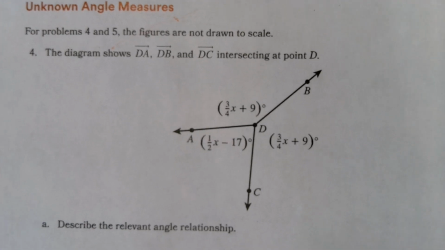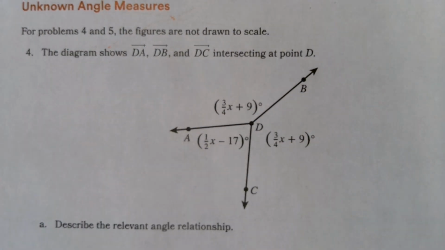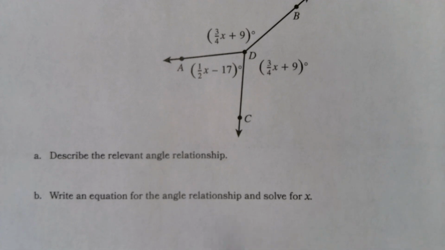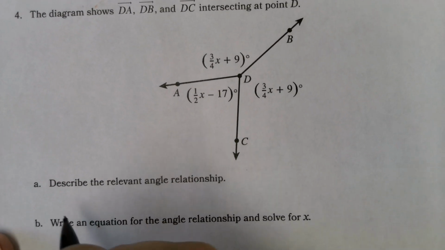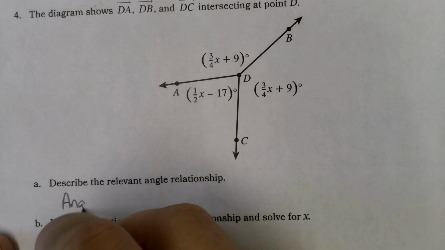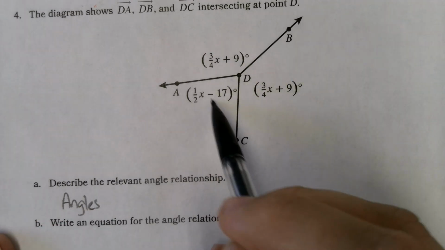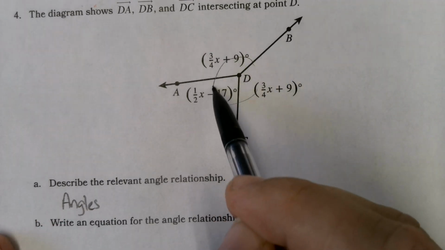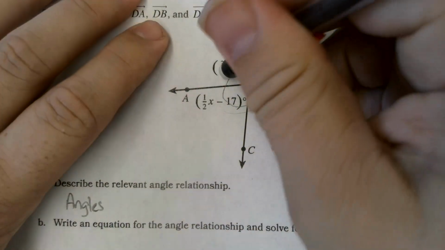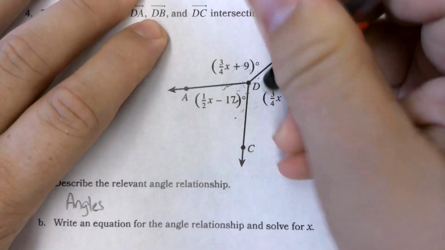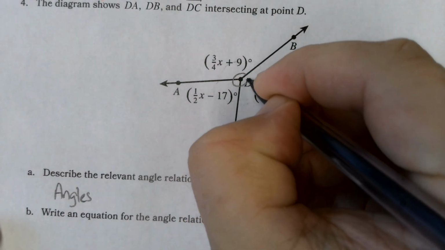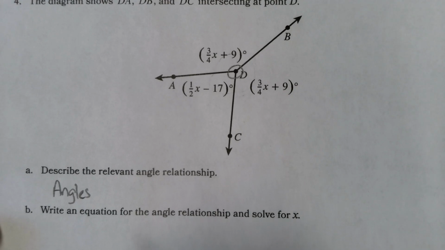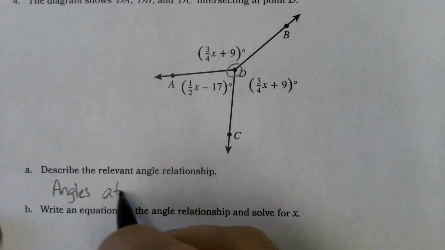So let's use our knowledge about angles on a point that we just talked about. Describe the relevant angle relationship. We would say they're angles on a point because I could start here and make a whole entire circle. I'm going to start here and make a whole complete circle. That's how you know they're angles at a point.